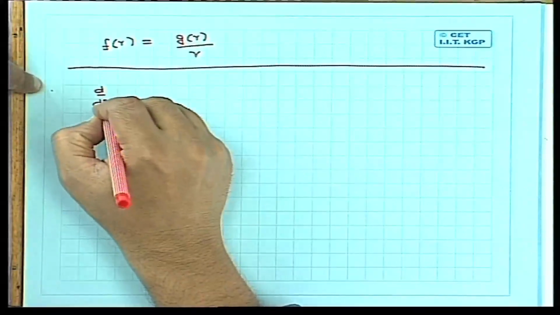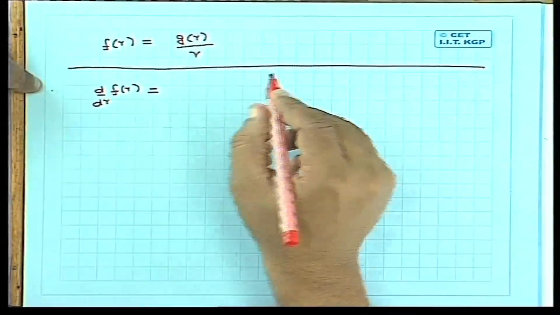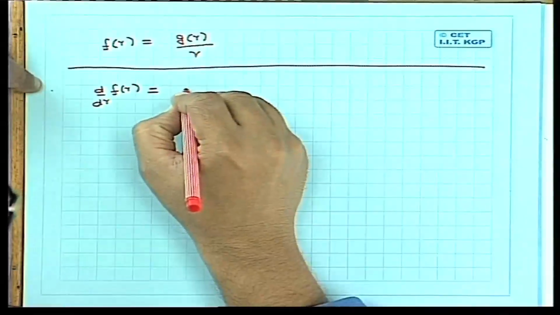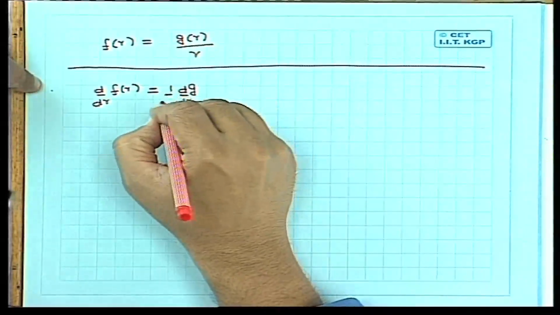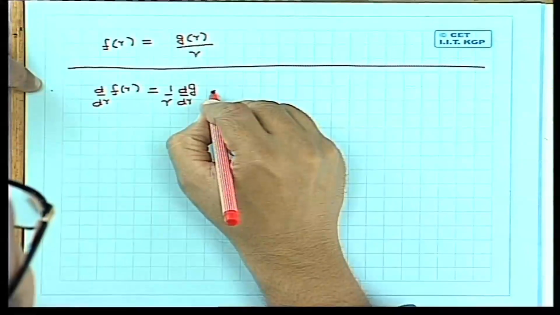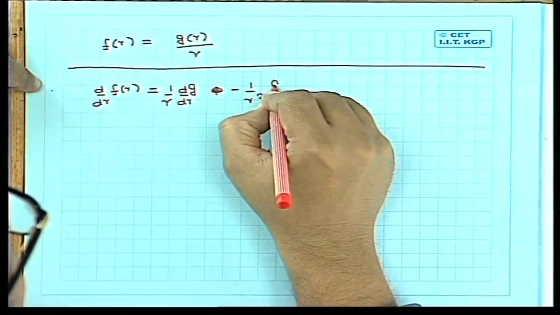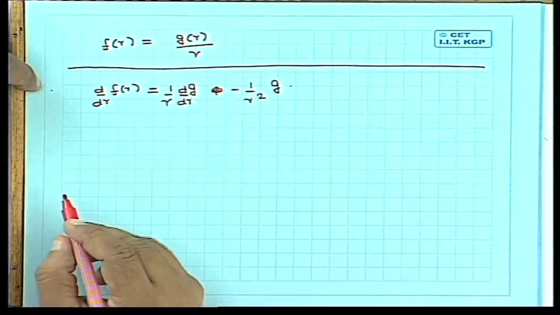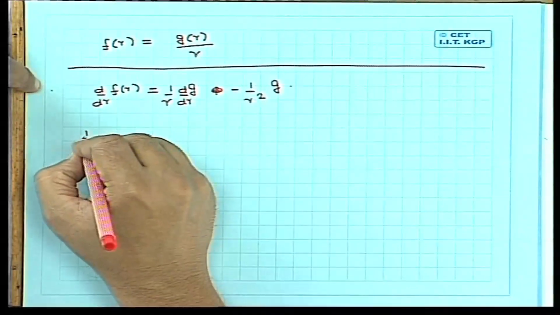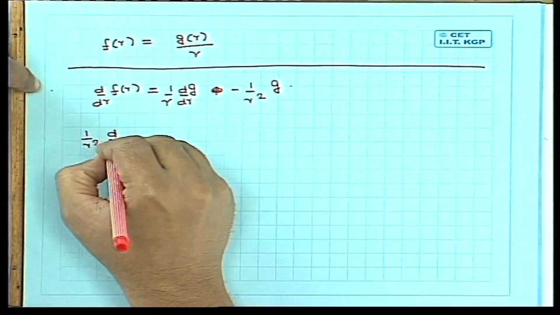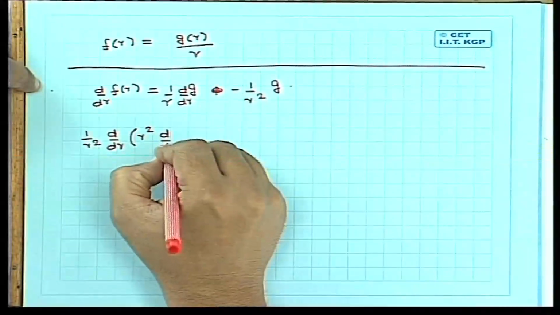Plugging this into the radial part of the Schrodinger equation, we have to first calculate d by dr of F(r), which gives us d by dr of g into 1 by r, minus 1 by r square into g. Then we have to use this to calculate 1 by r square d by dr of r square into d by dr of F.